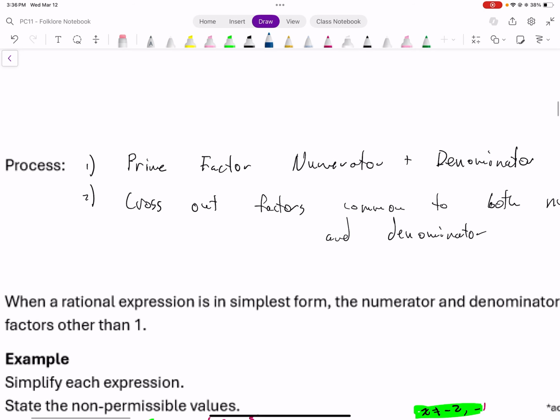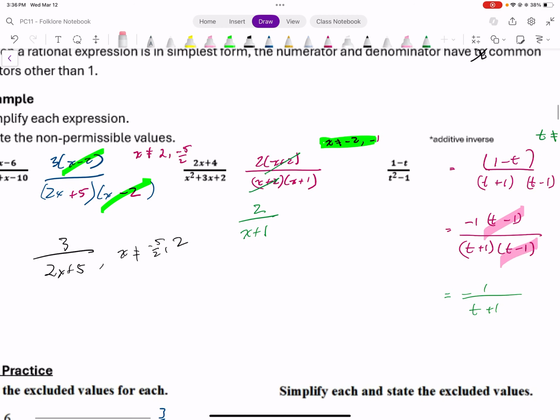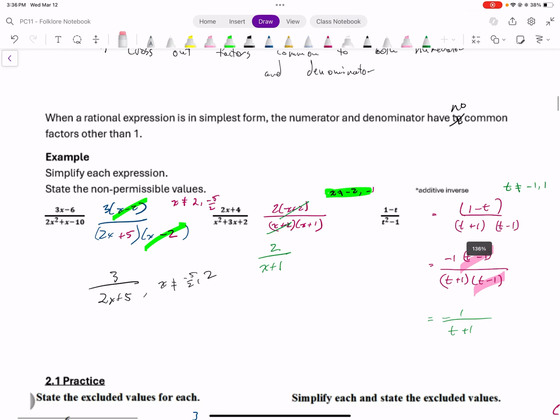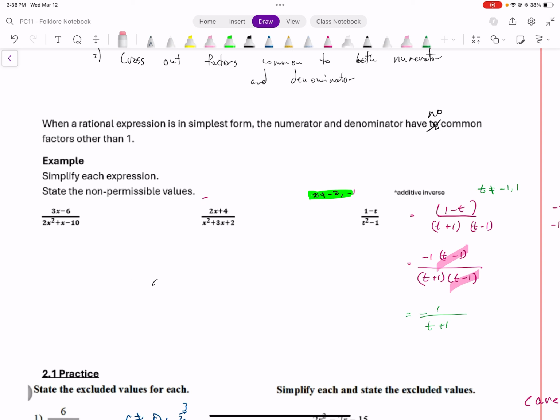So the process is I'm going to prime factor the numerator and denominator, and we can even get rid of the word prime: factor the numerator and denominator. We're going to cross out factors that are common to both the numerator and denominator. So it appears like I've done a whole bunch of work here. Let me just get rid of it. But before I do, we're going to factor the top, factor the bottom, and then let's see what we can do after that. Okay, might as well work through this because that's how we learn, by working through examples.